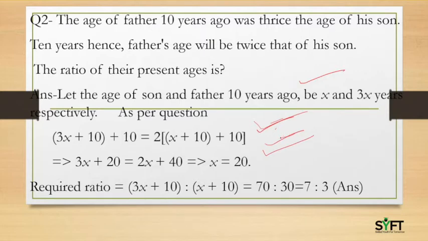So the required ratio, that means 3x plus 10 is to x plus 10. If x is equal to 20, 3x means 60, 60 plus 10 is equal to 70, and x plus 10 means 20 plus 10, it is 30. So 70 is to 30, that is 7 is to 3. So the ratio of their present ages is 7 is to 3.